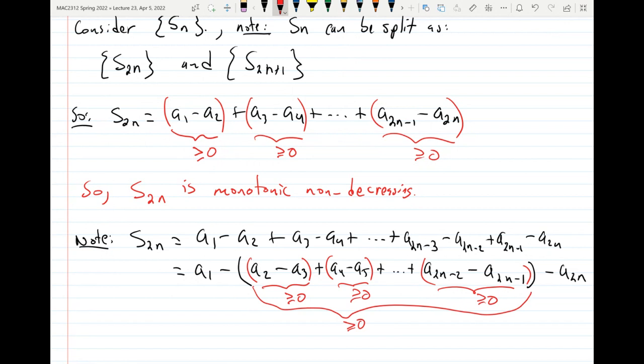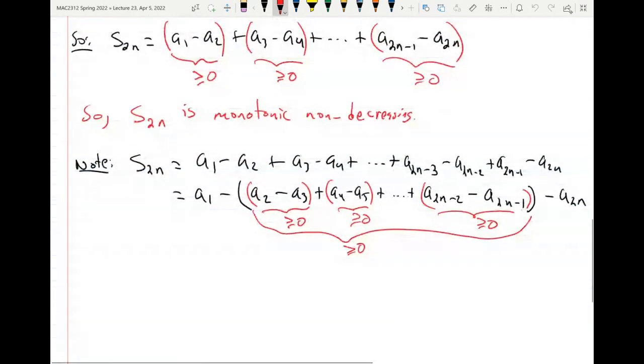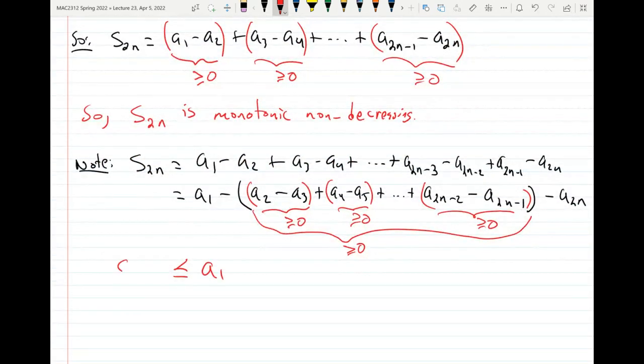So what do we have here? We have A1, and then we are subtracting a positive number. So all of this is actually less than or equal to A1. Yes? So S2n is less than or equal to A1. Take a second to digest this. I played this game because I want to show that if you leave the first term alone, the rest of the stuff is actually a negative number.